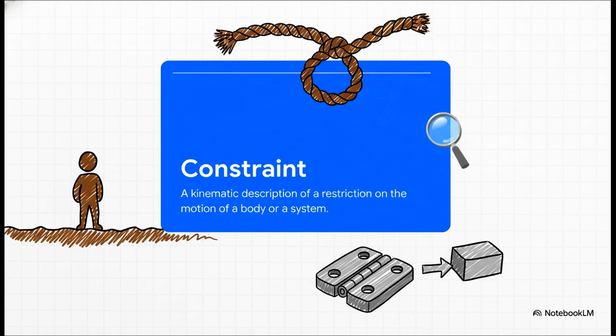It's a restriction that limits how something can move. You can think of them as the laws of physics for that specific system. The floor is a constraint, a chain is a constraint, and as we'll see, a hinge is a really good constraint. They all take away freedom.